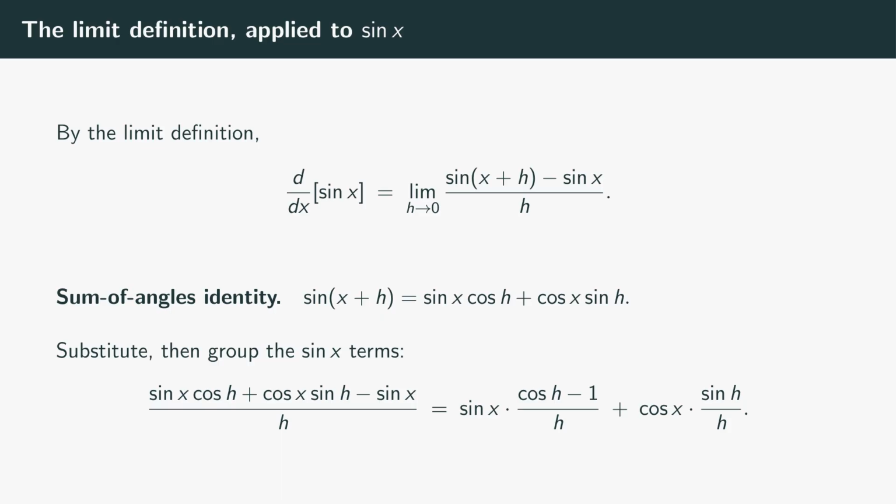Substitute that into the numerator. You get sine x cosine h plus cosine x sine h minus sine x all divided by h. Now group the 2 terms that share a factor of sine x. The first and the third are sine x cosine h minus sine x, factor out sine x to get sine x times the quantity cosine h minus 1. The remaining term is cosine x sine h. Split the fraction into 2 pieces. Sine x times the quantity cosine h minus 1 divided by h, plus cosine x times sine h over h. 2 terms, 2 limits coming, and both limits are facts we already have on the shelf.